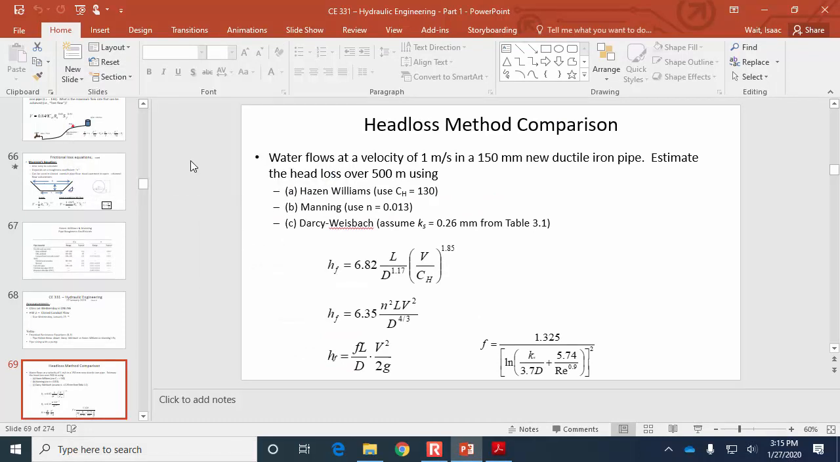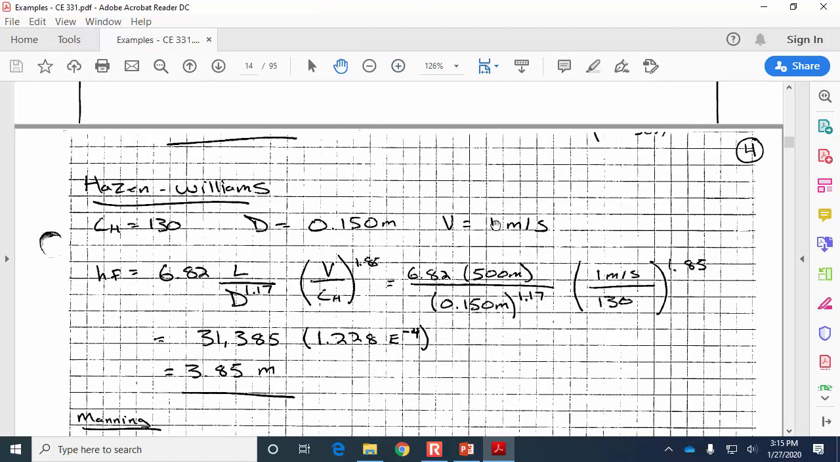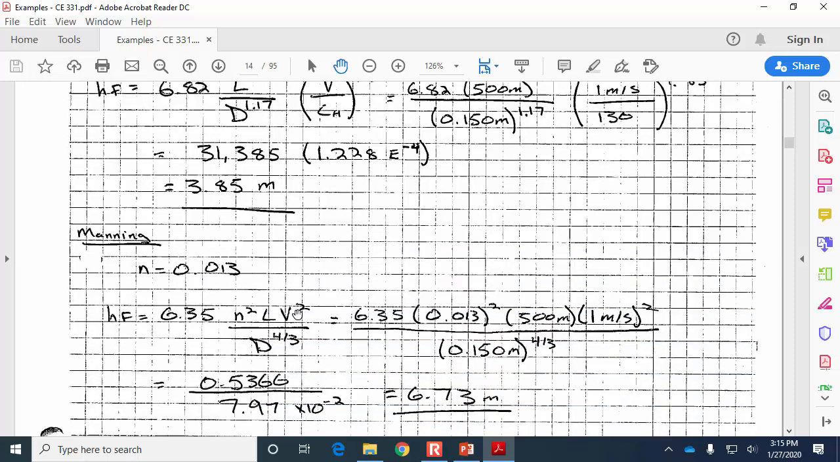The first 2 are pretty easy, right? Hazen-Williams and Manning, since it's just a direct substitution. So Hazen-Williams should be 3.85 meters. Did everybody else get 3.85 meters as the head loss for Hazen-Williams? Yes. Yep. 3.85 meters for Hazen-Williams. Now Manning's equation likewise is pretty simple, but we get 6.73 meters. So, that's nearly double the head loss.